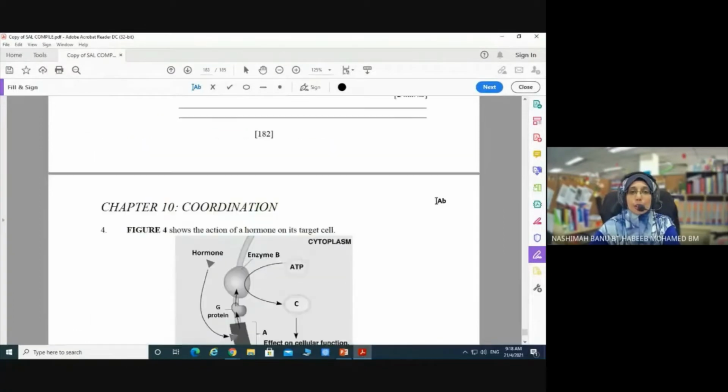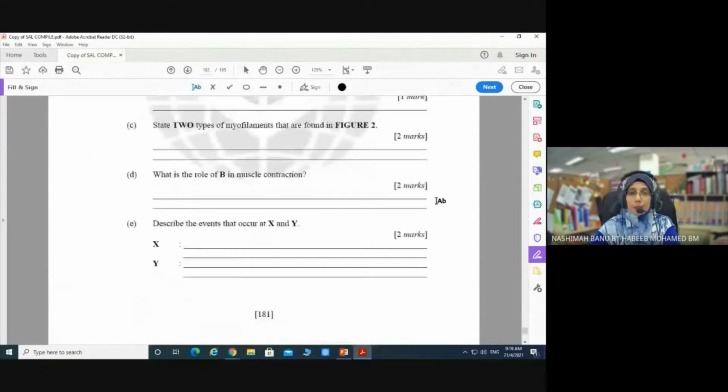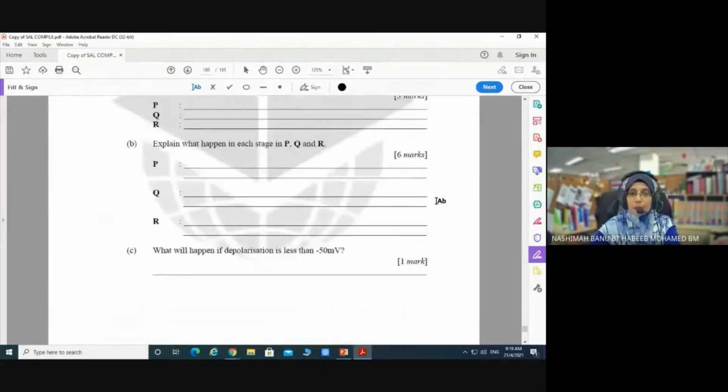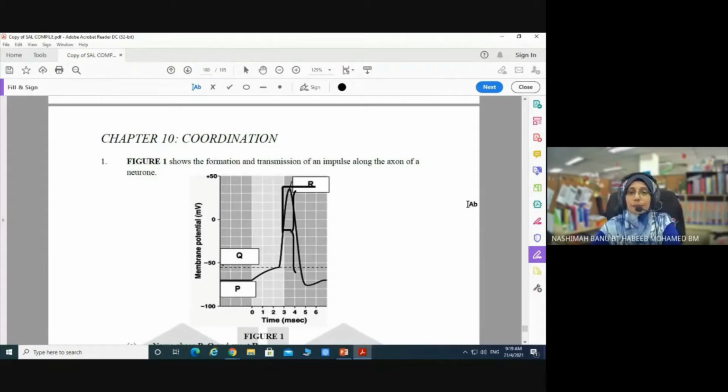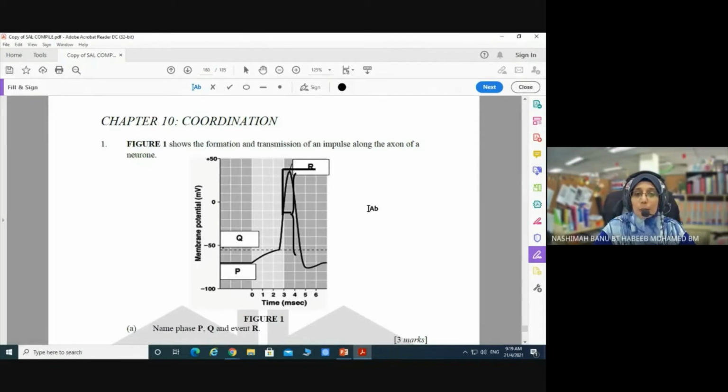Okay, so this is the question for coordination. For the first question, figure 1 shows the formation and transmission of an impulse along the axon of the neuron. If you recall, when we discussed the transmission of the impulse, we discussed the resting potential, action potential, the presence of the sodium voltage gated channel and potassium voltage gated channel. So whenever you get a question, please identify the related subtopic that can trigger your idea before you start answering the question.